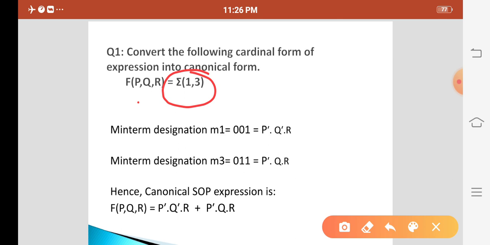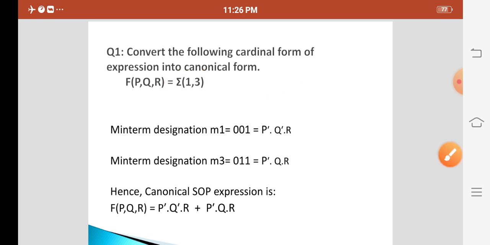And how will you recognize it? Because of this sigma notation. If sigma is given before the function, before the brackets, then it is a SOP expression, and if pi is given, then it is a POS expression. So sigma for SOP, pi for POS. Like this you can learn.